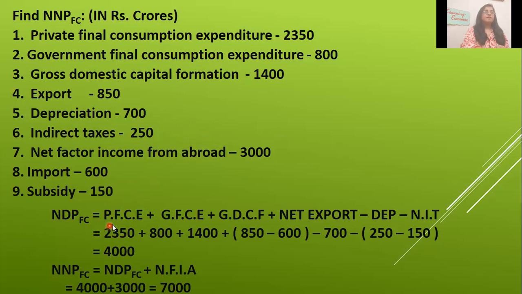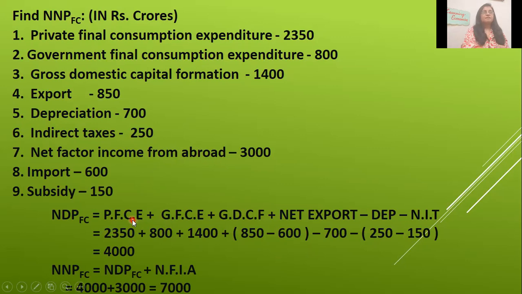Now you can write the formula in the board exam in abbreviation also. You don't need to write the full term. You can write in very short, like private final consumption expenditure as PFCE, government final consumption expenditure as GFCE, and gross domestic capital formation as GDCF. Net export, this also you can write in short form. Minus depreciation, DEP, and net indirect tax.